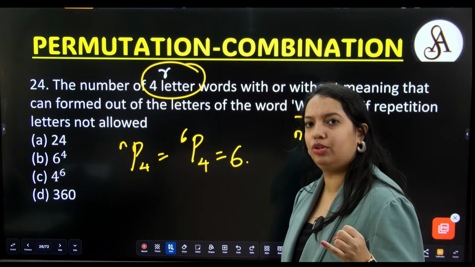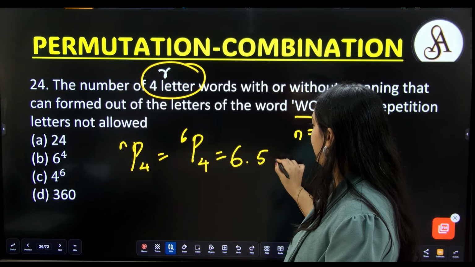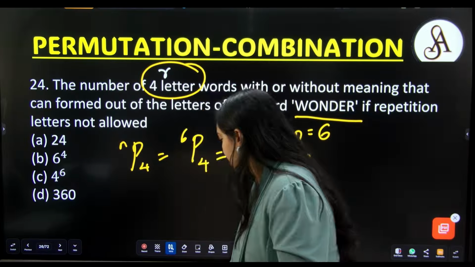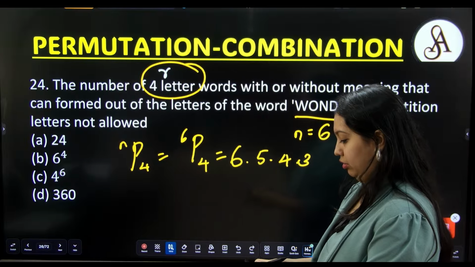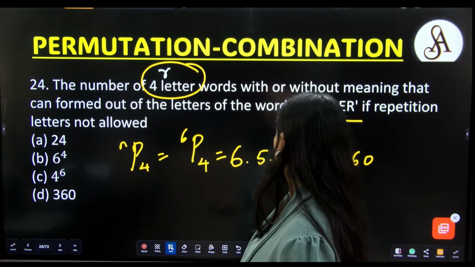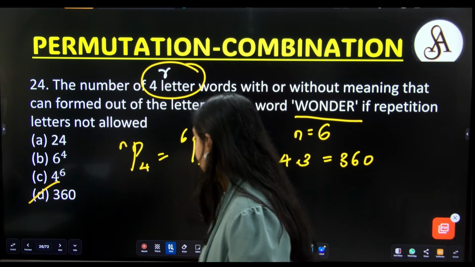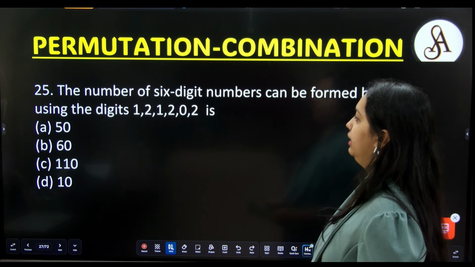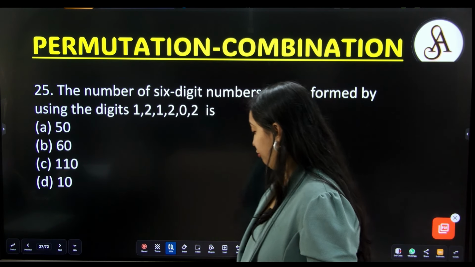What do you mean by 6P4? Starting from 6, you are going to take 4 numbers. 6 into 5 into 4 into 3. Do the multiplication, you will get the answer. 6 into 5 into 4 into 3. Your answer is a total of 360 different words you can form. Option D.